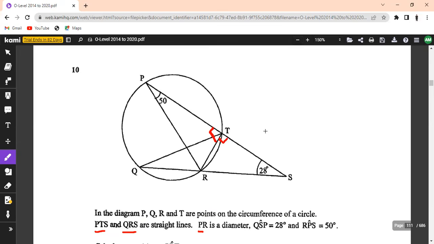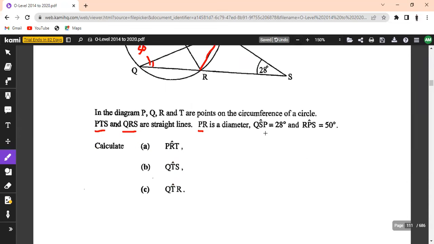Why? Because we said these are straight lines, so angles on a straight line add up to 180. So this is 90, this is 90. All right. And there are many ways that we can do this. This angle here is 50. This angle also at Q is going to be 50. Why? They are subtended by the same chord, which is this chord TR, on the circumference in the same segment. All right, so that's what you're going to have.